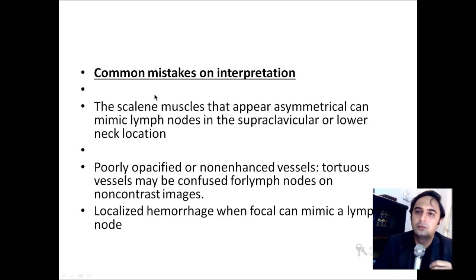Now, one of the most common mistakes in interpretation of the nodes is that asymmetrical scalene muscles can mimic a lymph node in the supraclavicular region or other neck locations. Poorly opacified and non-enhanced vessels can even be confused with a lymph node. Localized hemorrhage, when it is focal, can mimic a lymph node.